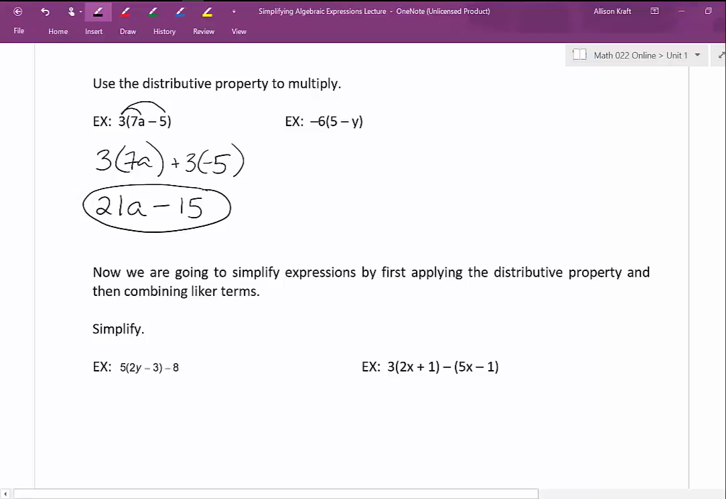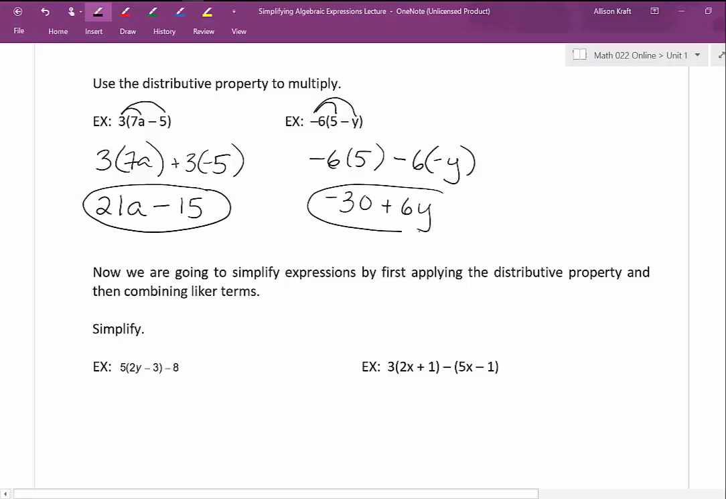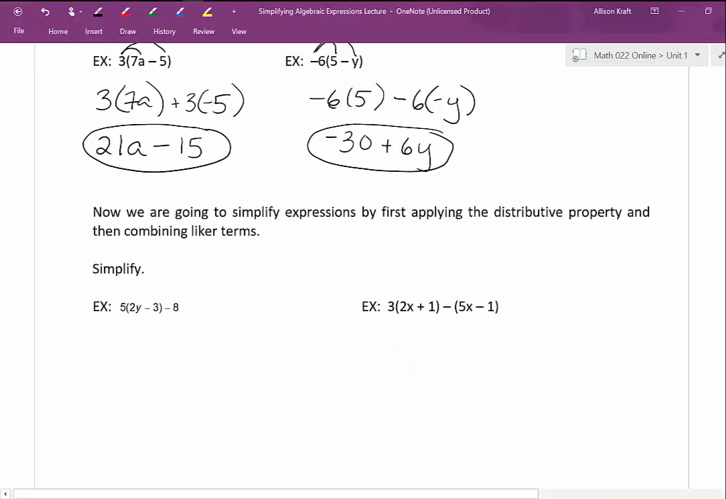In the next example, we're distributing a negative number, so be careful with your signs. Negative 6 times 5, and then since we're distributing a negative 6, I'm going to write minus 6 here times a negative y. Negative 6 times 5 is negative 30, and a negative 6 times a negative y gives me a positive 6y.